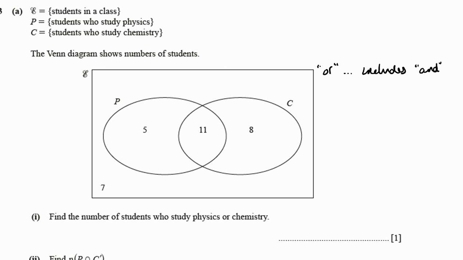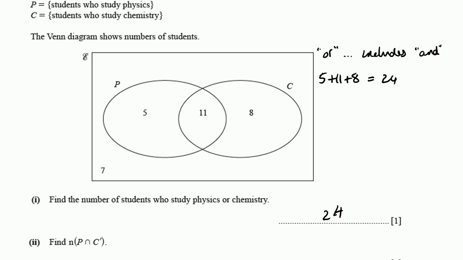So the number of students who study physics or chemistry, that is going to be 5 plus 11 plus 8. And that's going to give us 25 students. And that will be our answer over here. I've actually done my adding up wrong there, of course. 5 plus 11 plus 8 is not 25, it's 24. That'll do.